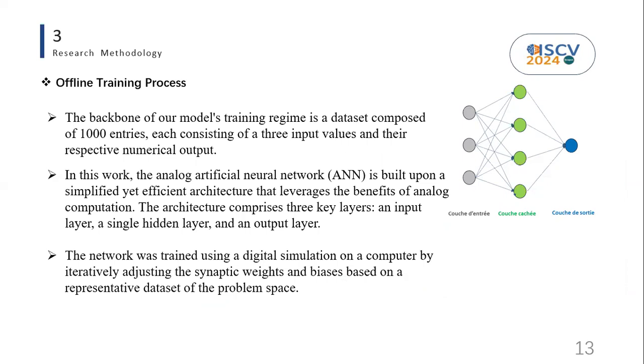The backbone of our model's training regimen is a dataset composed of 1,000 entries, each consisting of three input values and their representative numerical outputs. In this work, the analog artificial neural network is built upon a simplified yet efficient architecture that leverages the benefits of analog computation. The architecture comprises three key layers: an input layer, a hidden layer, and an output layer.